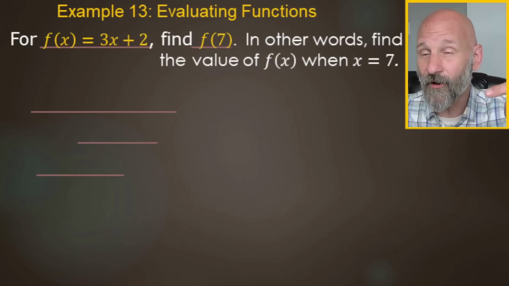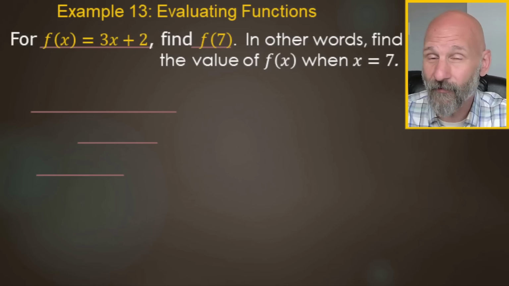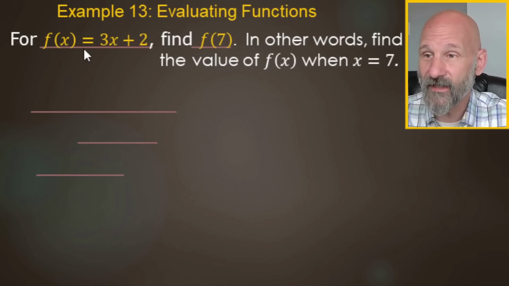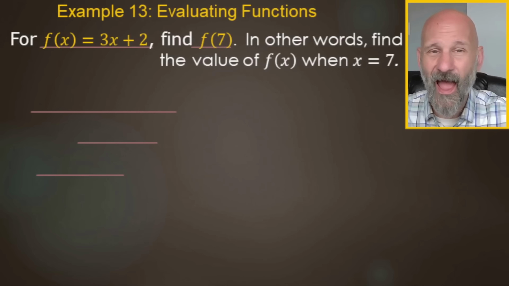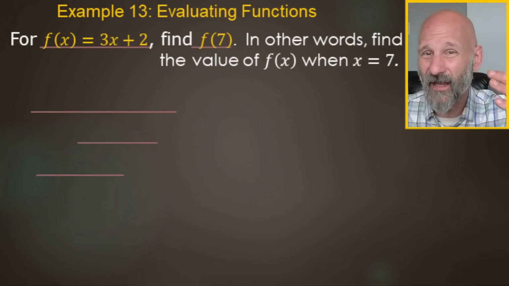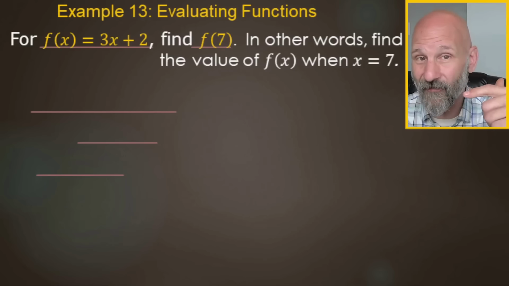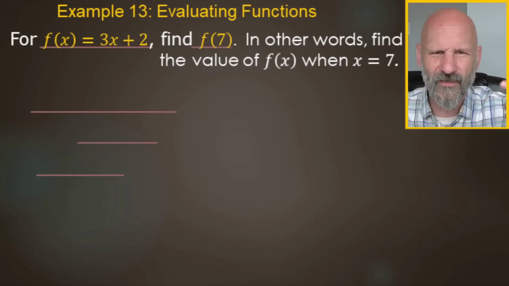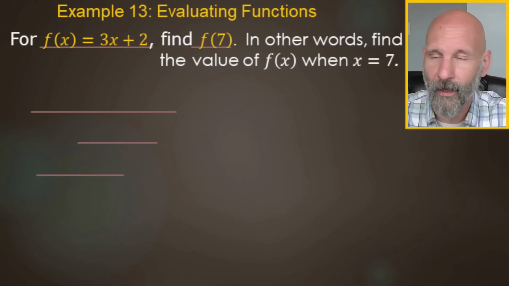Now using function notation. So if our function is f of x equals 3x plus 2, find f of 7. F of 7, basically all that's saying is replace the x with a 7 and then do order of operations. It's called evaluate, okay, or plug it in, okay?